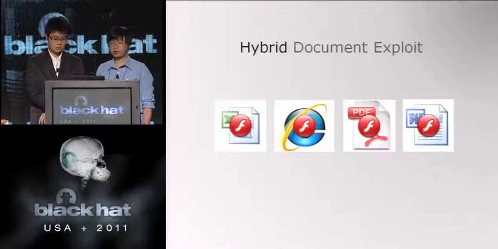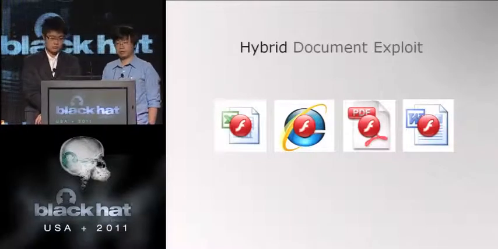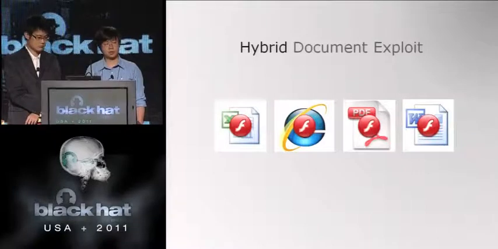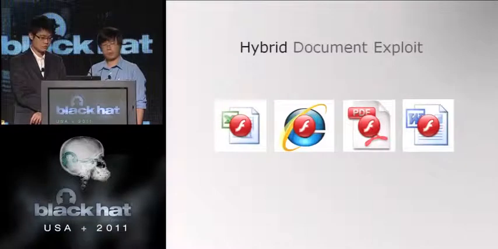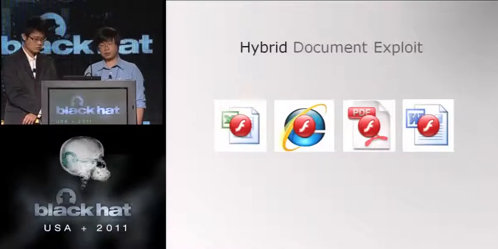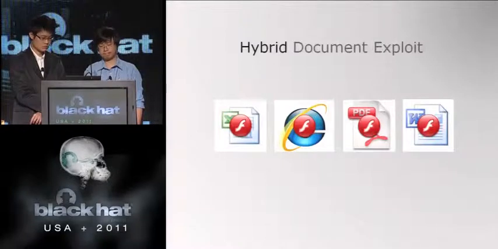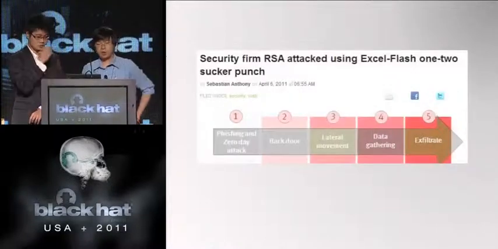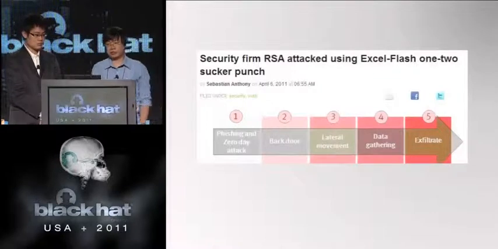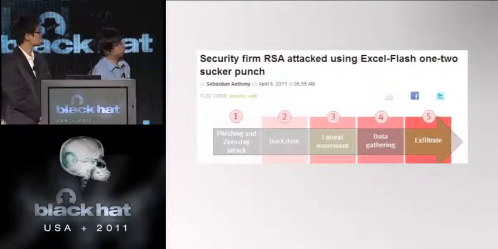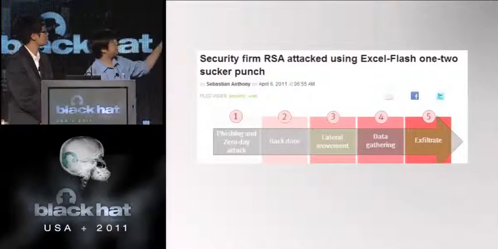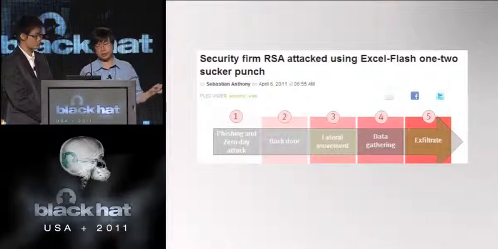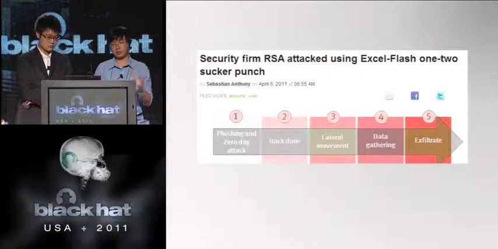A Flash vulnerability could be repacked as a malicious web page, a PDF exploit, and an Office document exploit. Recently, we saw a lot of attacks using this trick. The RSA attack is an example. The Excel Flash is actually the Flash vulnerability, and it is packed as an Excel file.